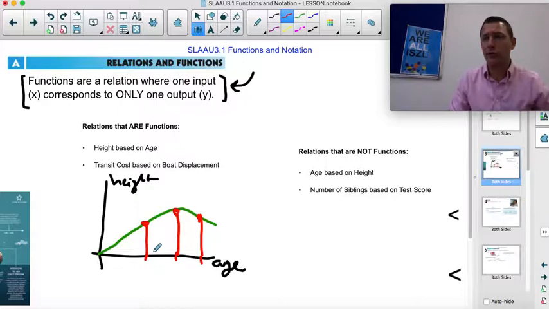That's fine. So if I looked at your age, as I said, oh, you're 17, you go over to the 17-year-old category and say, oh, on average, 17-year-olds are this high. That's a function, right? One age, one height recommendation.